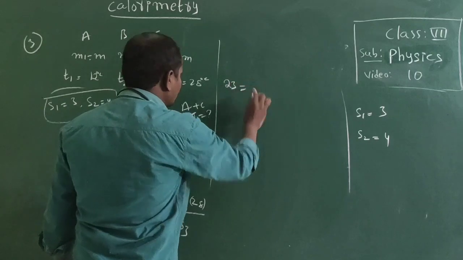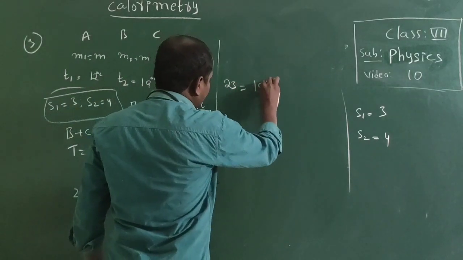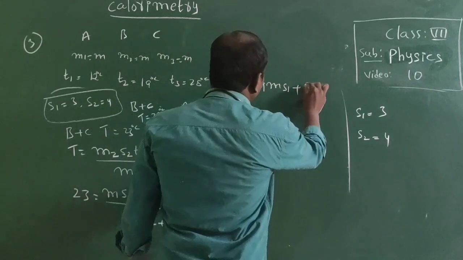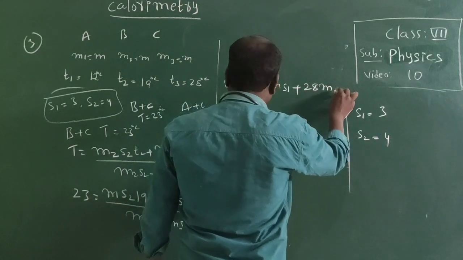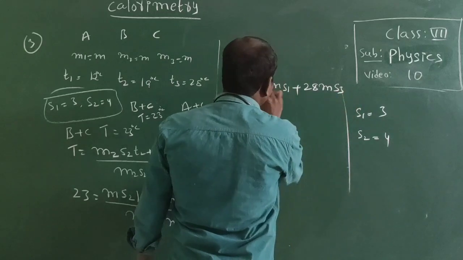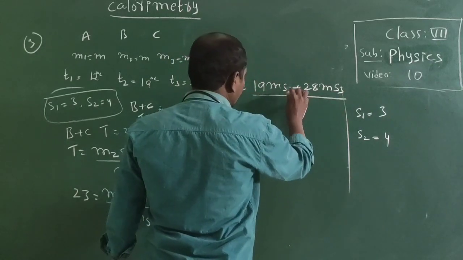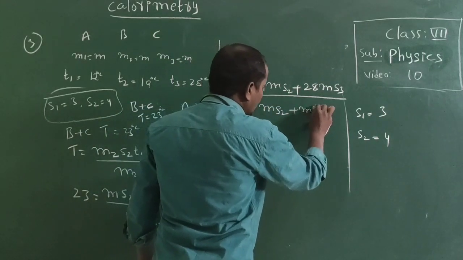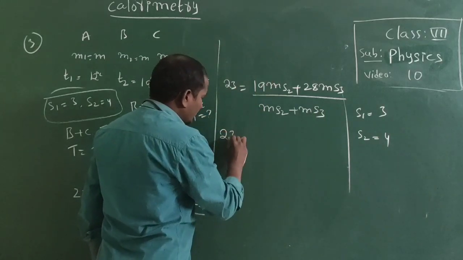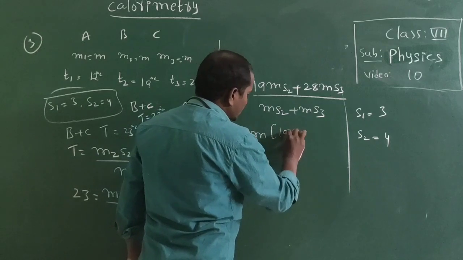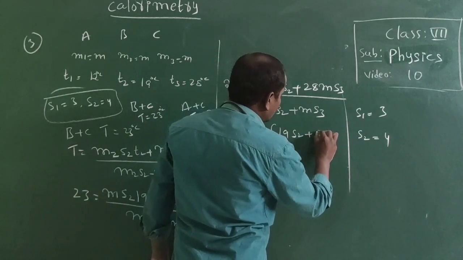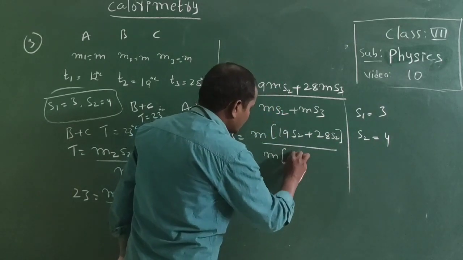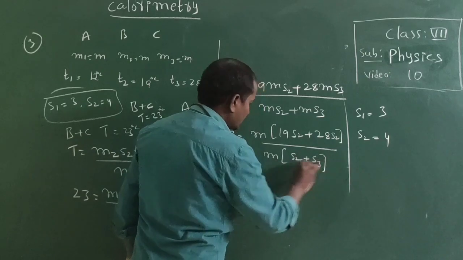Therefore 23 equal to M into 19 S2 plus 28 S3, sorry, by M into S2 plus S3. So here M will be cancelled.